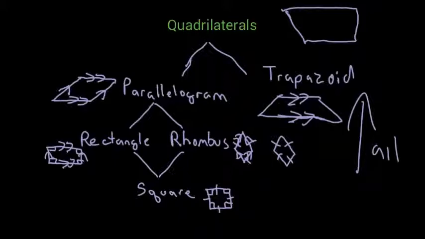If you're going down the chart, it is some. Some rectangles are squares, some rhombuses are squares, some parallelograms are rectangles. Some parallelograms are rhombuses. Some quadrilaterals are trapezoids. All trapezoids are quadrilaterals. So it's all in how you read the chart.